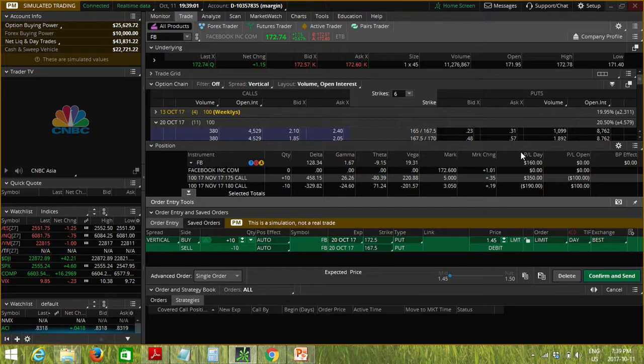Okay, so that's a brief overview on debit spreads. I am going to cover credit spreads in my next video, and just kind of show you the difference on there. But yeah, like I say, this is a bit of an overview for debit spreads.